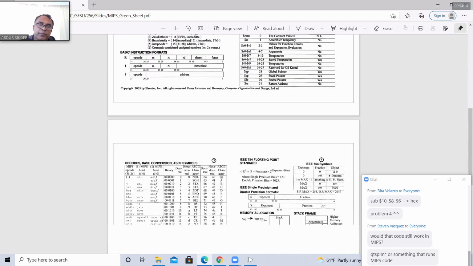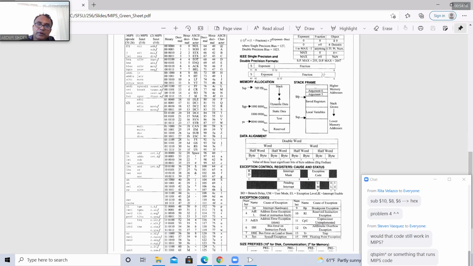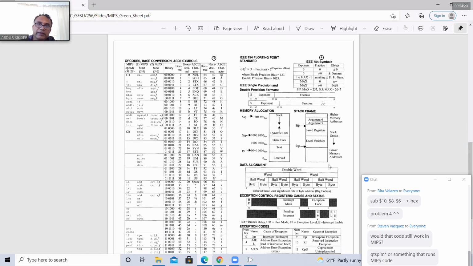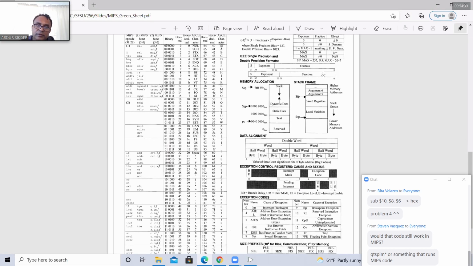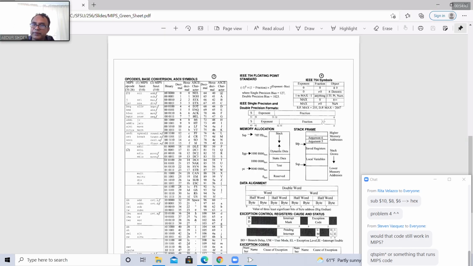For conversion from machine code to MIPS code, you need to look at this part, because whether it is binary, decimal or hexadecimal, you look at the binary for that, and that will be the machine code for that particular instruction. And as I said, you don't need a lot of the stuff on the right side.